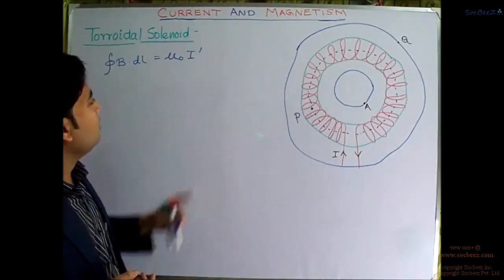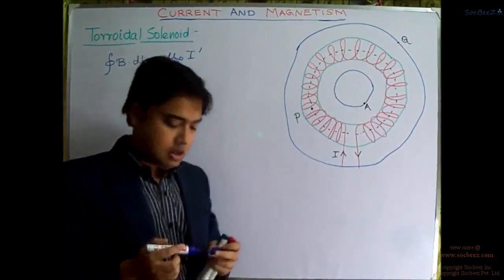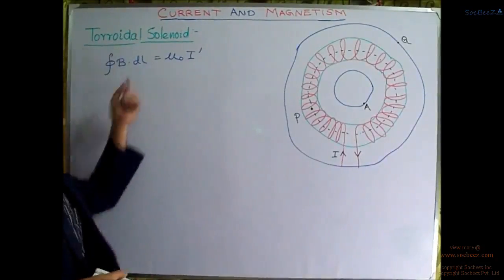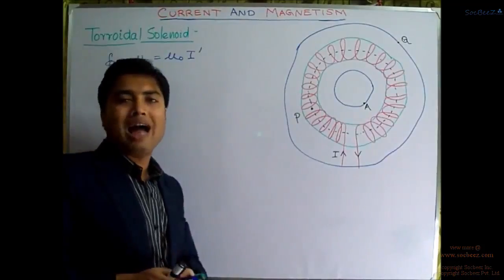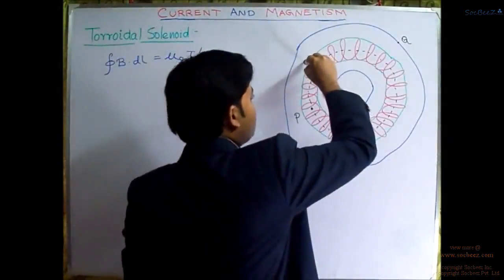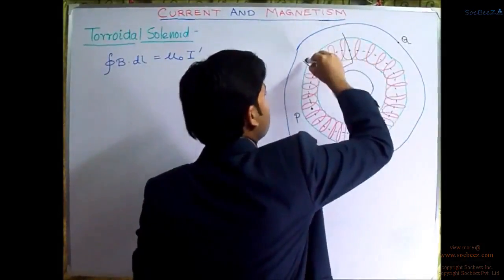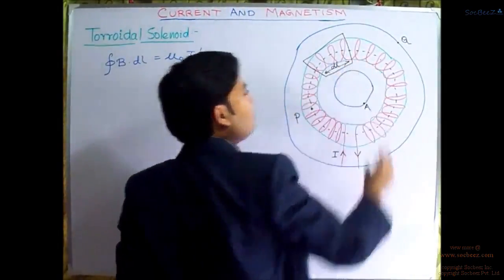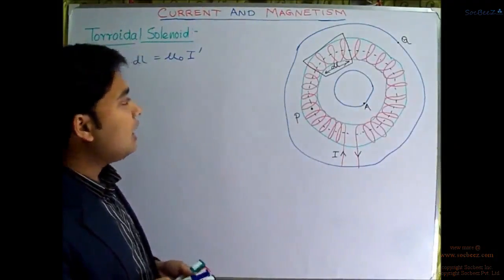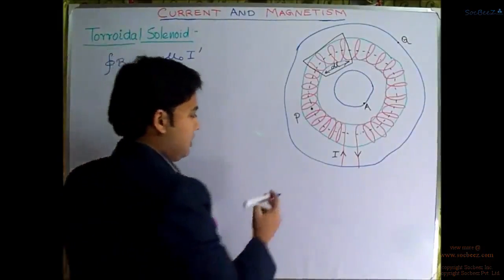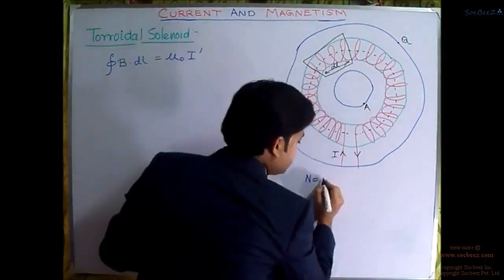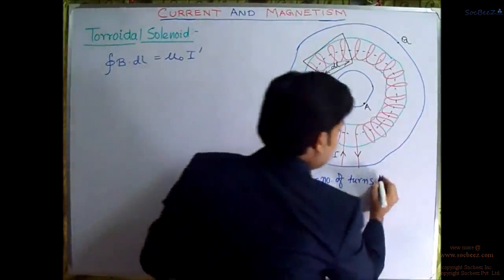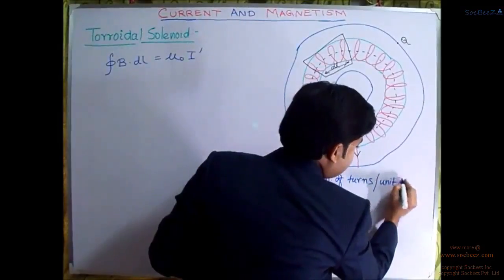Now, I have written I dash and not I. It is because first of all we have to mark out this dl for the small region on which we are concentrating. So let us mark this small region like this. This one over here would be dl, and n is the number of turns per unit length, because these are turns.